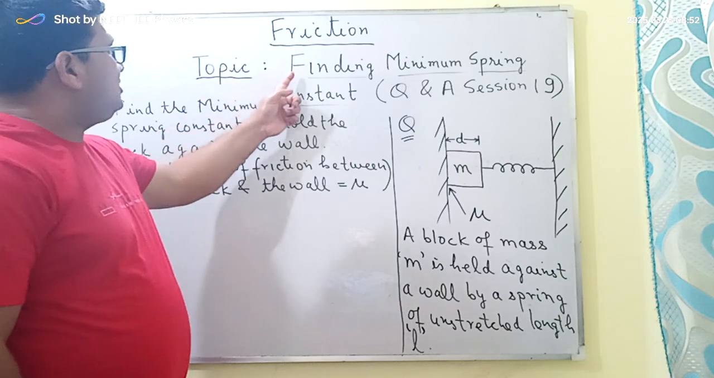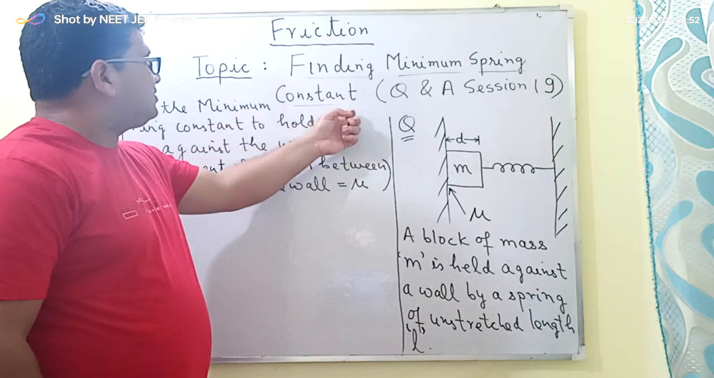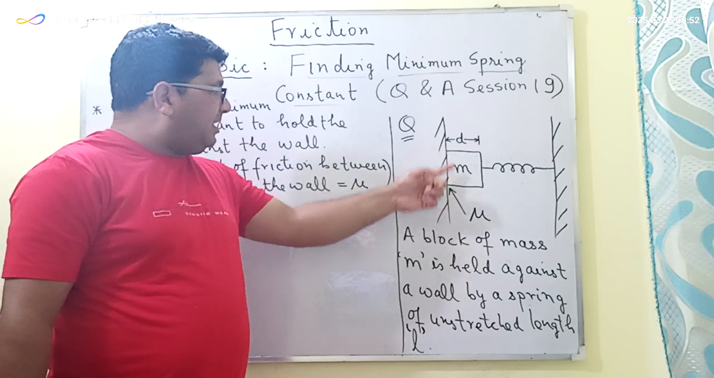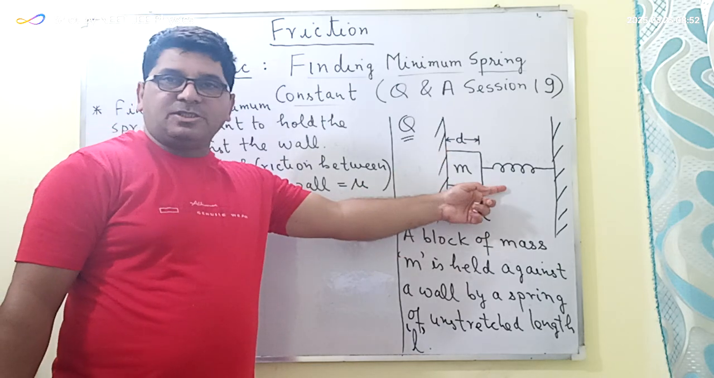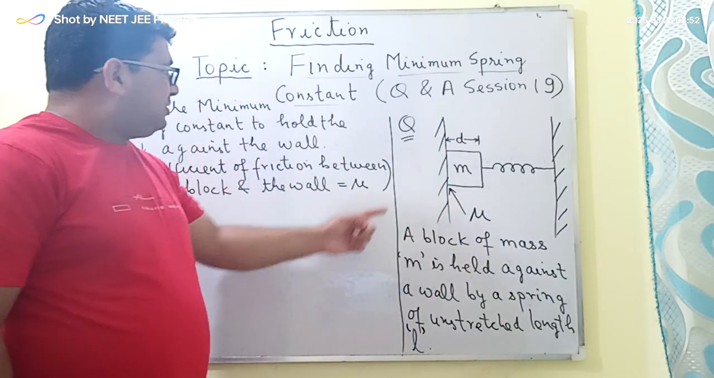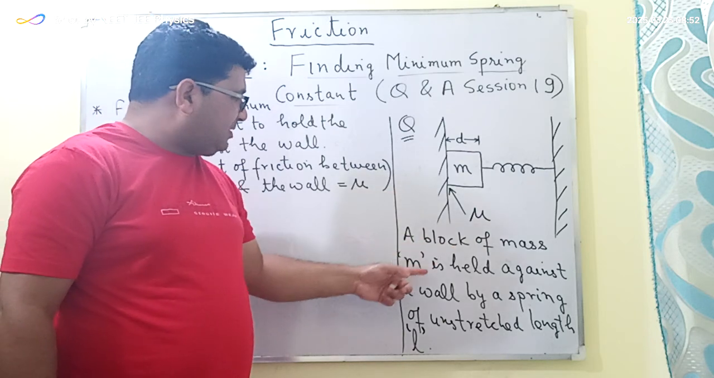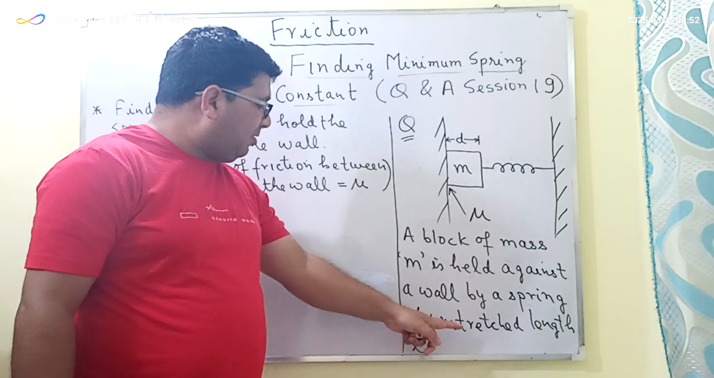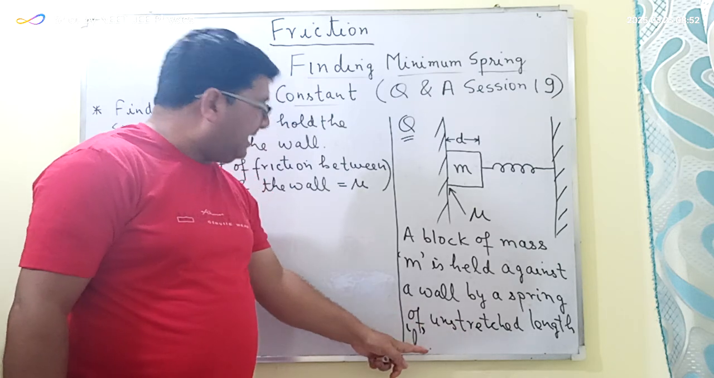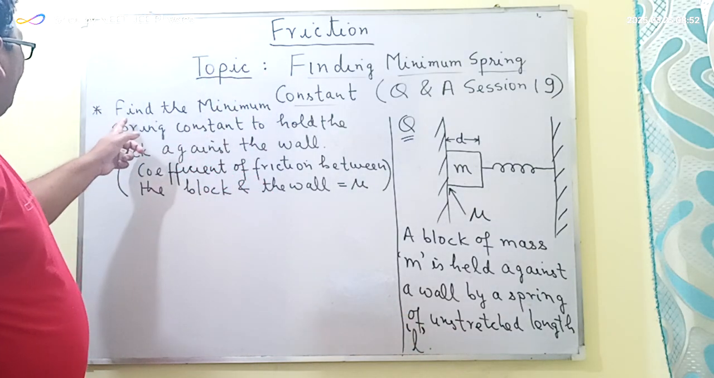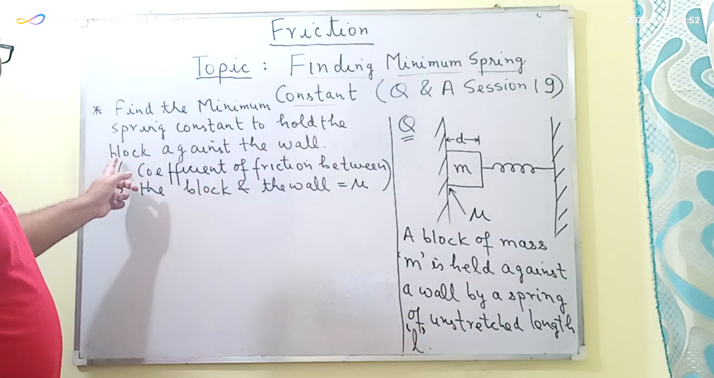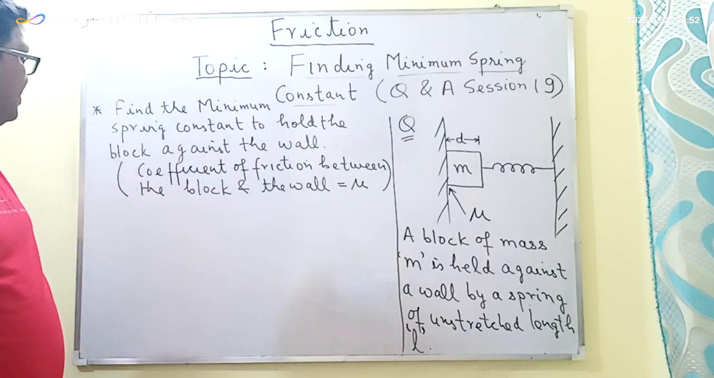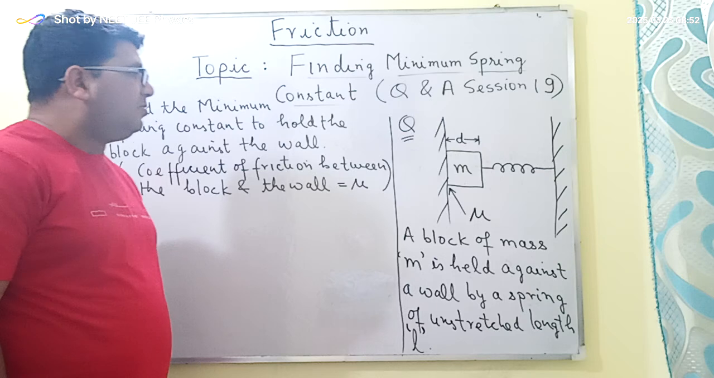The topic is the calculation of the minimum spring constant in case of a block which is held against a wall by a spring. So the question here is, a block of mass small m is held against a wall by a spring of unstressed length L. Find the minimum spring constant to hold the block against the wall if the coefficient of friction between the block and the wall is equal to mu.